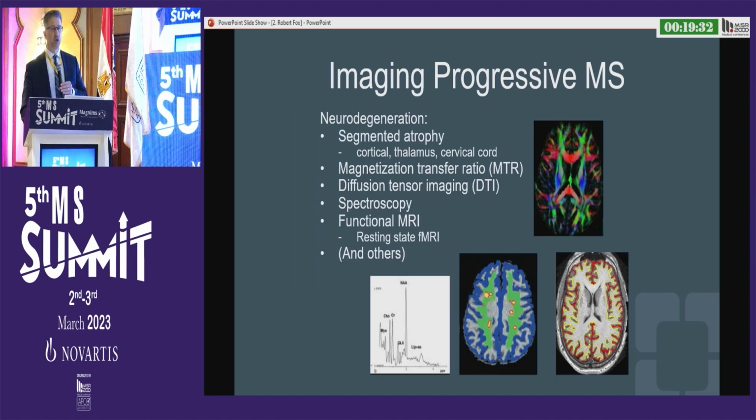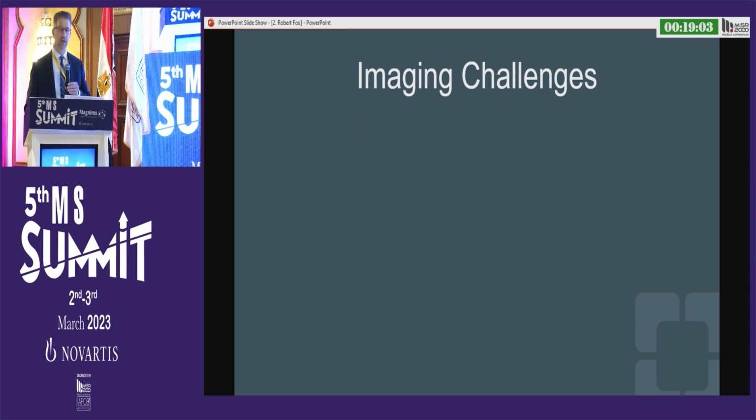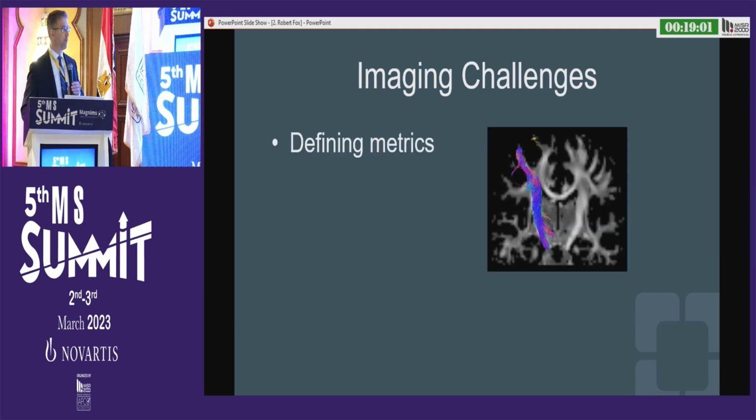Well, what about other tools? There are many, many other ways of interrogating the brain to understand what's going on. You can look at segmented atrophy, atrophy of different individual areas of the brain, cortical thickness, thalamic atrophy, cervical cord atrophy. I think we're going to hear more about the spinal cord a little later today. Magnetization transfer ratio, diffusion tensor imaging, spectroscopy, functional MRI, and there are many others. But I just point out a couple of challenges when we think about integrating them.